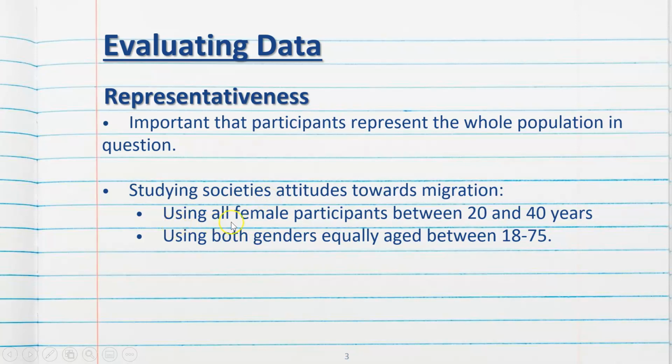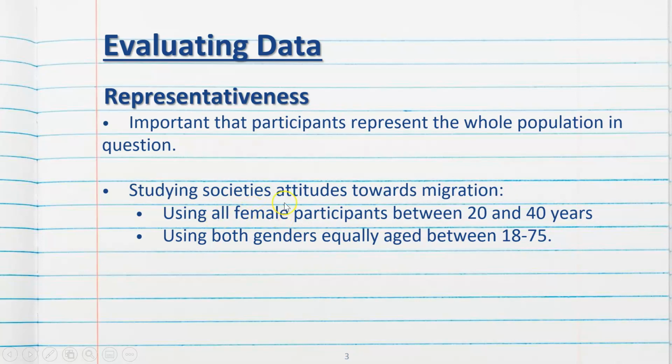So the first one is using all female participants between 20 and 40 years of age, or using both genders equally aged between 18 to 75. So which one is going to be more representative of the population of society? Obviously, it's number two, the second one. If I use number one, it's going to severely limit the representativeness of society.